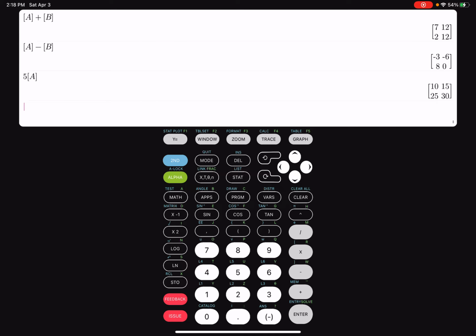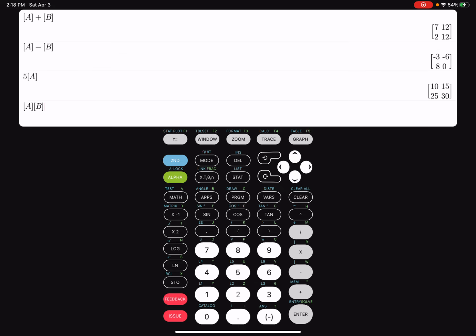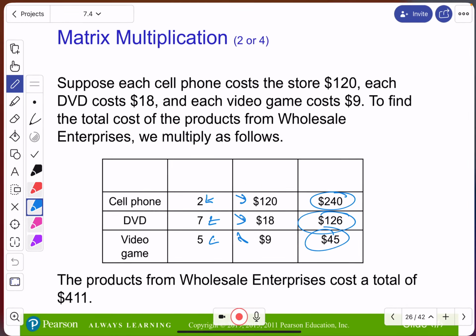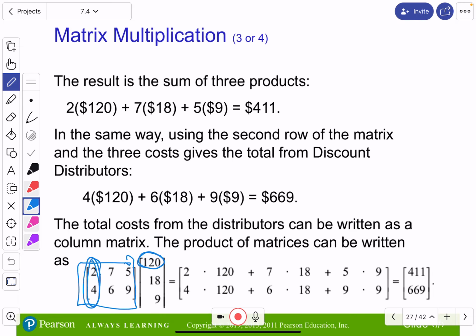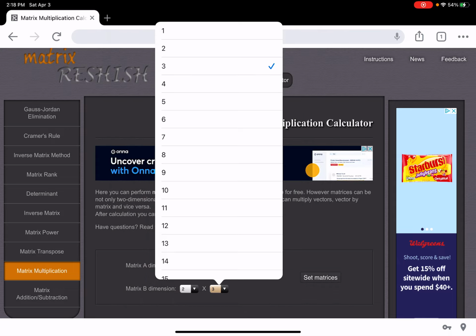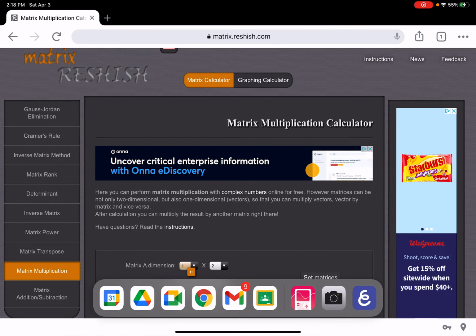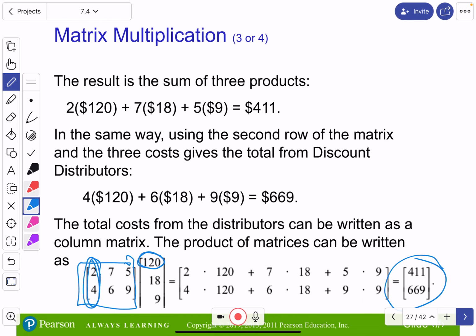And then if we want to multiply those together, we name A, and then we name B, and it spits out the total cost, $411 and $699. So from each distributor, that would be the cost, which is the same thing we got here. And if you go back to that matrix website that we were on, you can do that too. You can do your 2 by 3 and your 3 by 1 and hit calculate, and it'll give you the same answer.